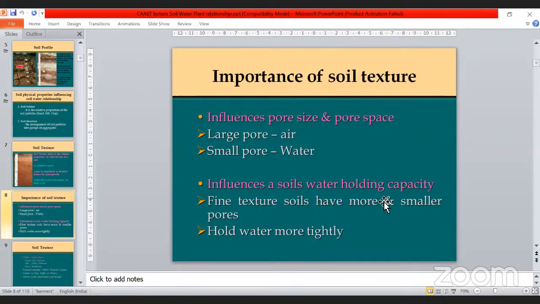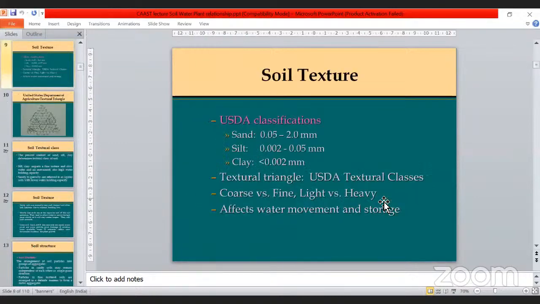Then, the influence on soil water holding capacity. Fine texture soils have more and smaller pores. That's why they hold water more tightly than the lateritic soils, which have the large pores. So air is more, the water is less. Clay content of soil means small pores, so fine texture soils have the high water holding capacity.